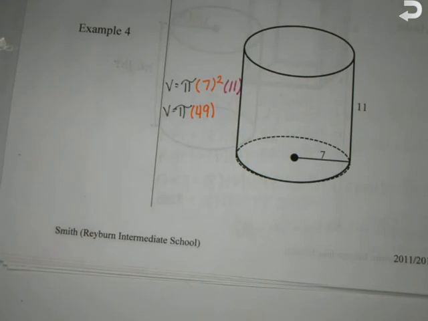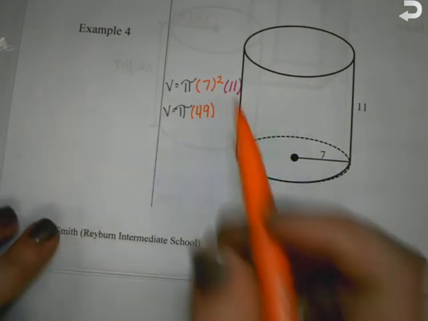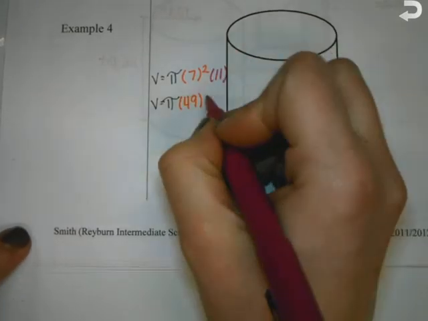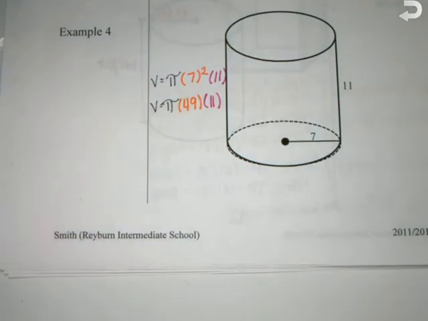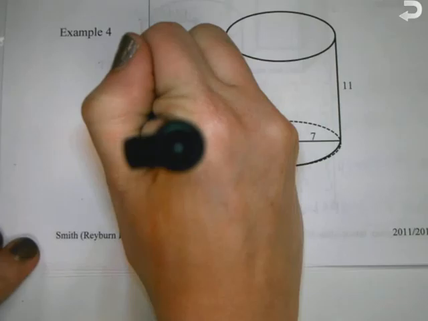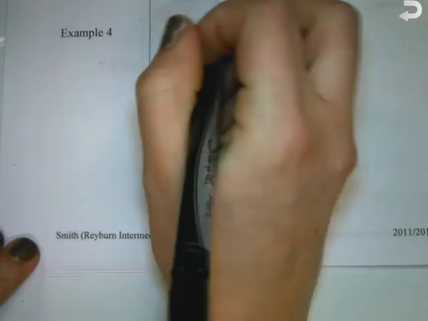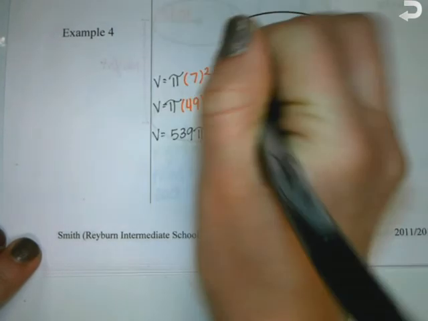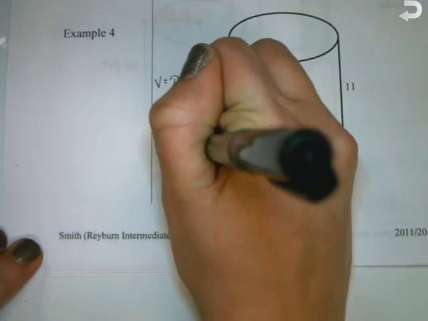Times 11. And what did you get for 49 times 11? Josh? 539. So volume equals 539 pi units cubed. Good. I got that right. Good job, guys.